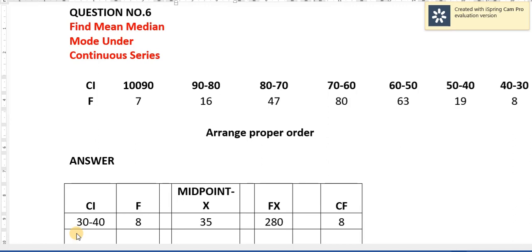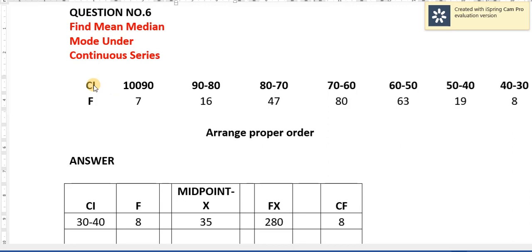In the problem, they have clearly asked to find the mean, median and mode under the continuous series. Here the class intervals are 100 to 90, 90 to 80, 80 to 70, 70 to 60, 60 to 50, 50 to 40, then 40 to 30. The frequencies are given. First and foremost, we have to check whether the class intervals have been given properly or not.